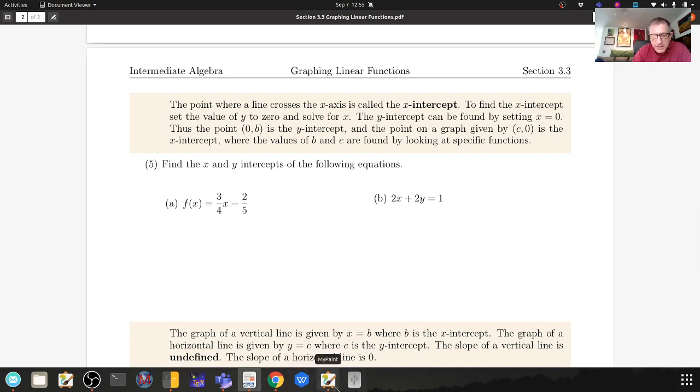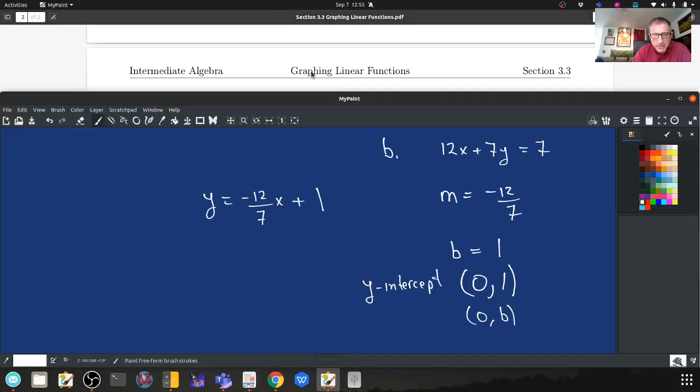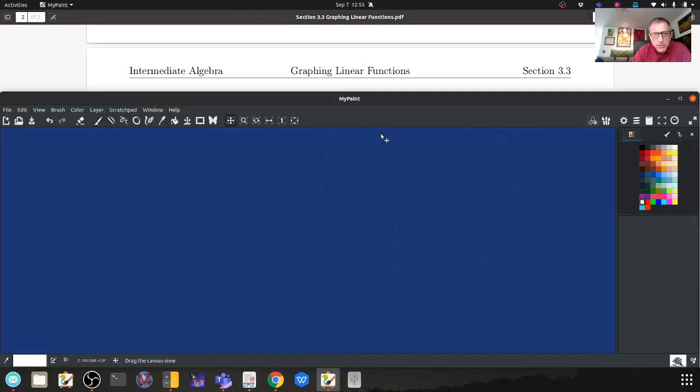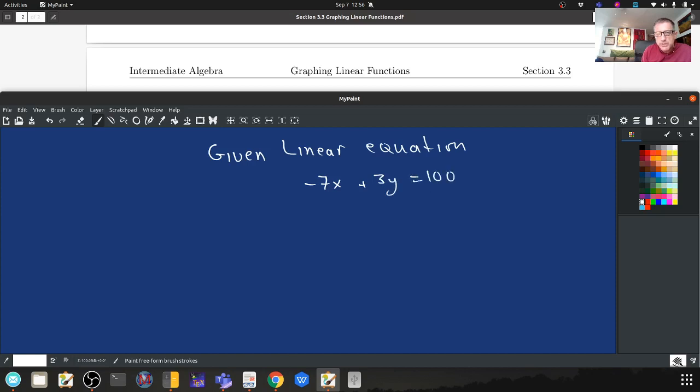And let me tie this into something else I just sent you in an announcement. So when we're graphing, suppose we're given a linear equation, and I'm not going to write one down. You can just imagine that we're given a linear equation. If you want, you can imagine that linear equation is given in general form, like minus 7x plus 3y is equal to 100. And you're asked to graph it.